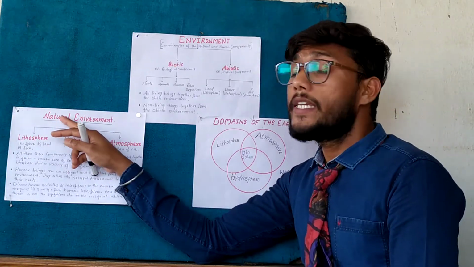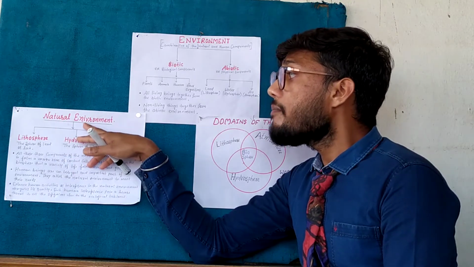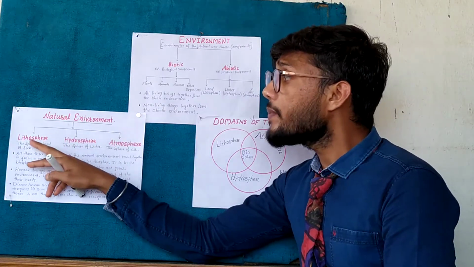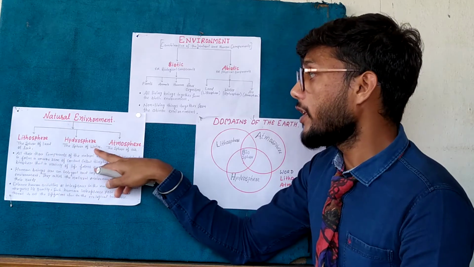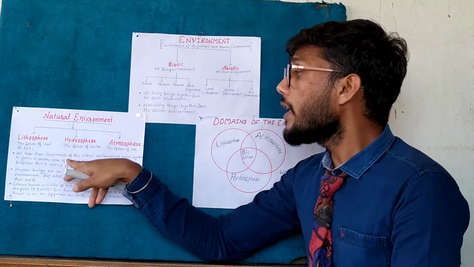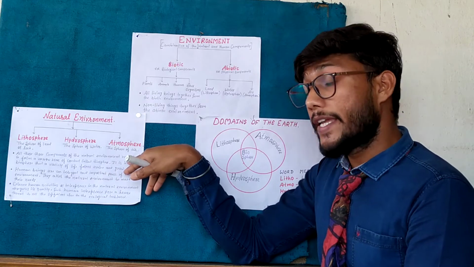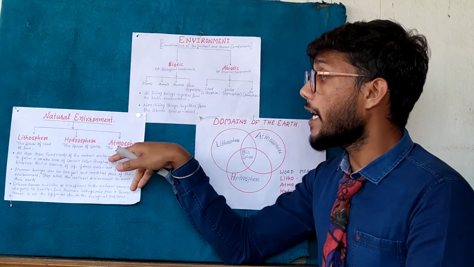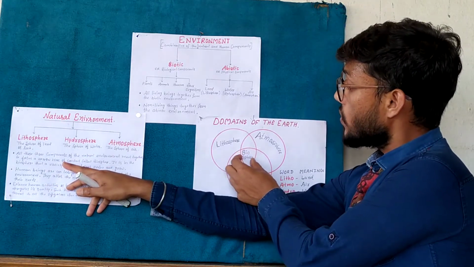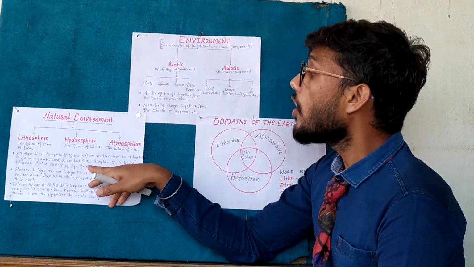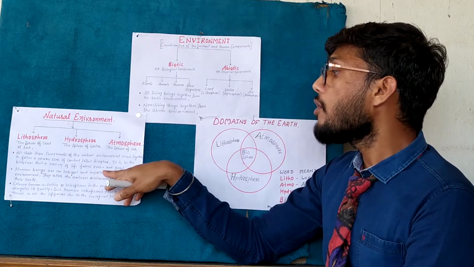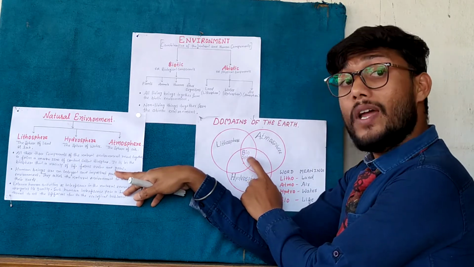And the third one is natural environment. Our natural environment consists of lithosphere, the sphere of land, hydrosphere, the sphere of water, and the atmosphere, the sphere of air. All these three components of the natural environment meet to form a narrow zone called the biosphere. It is in the biosphere that a variety of life forms evolve and grow. It is the only sphere where life exists.